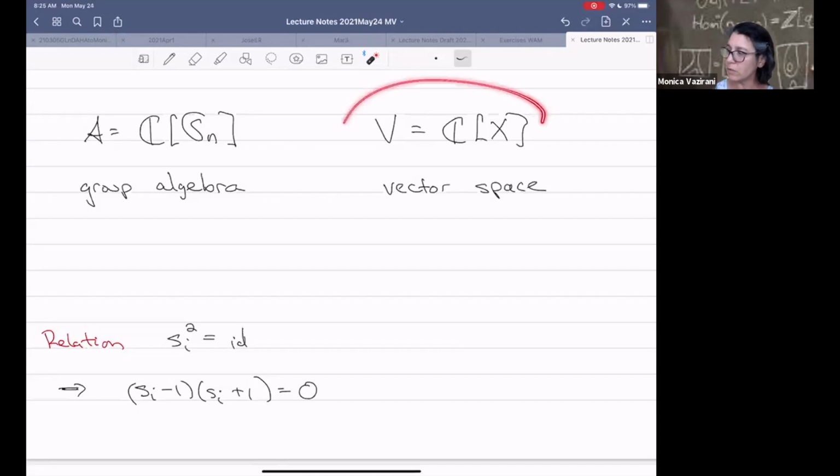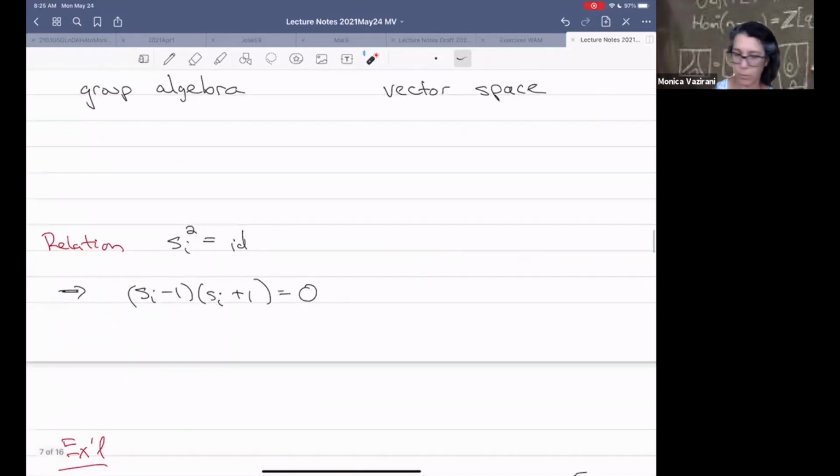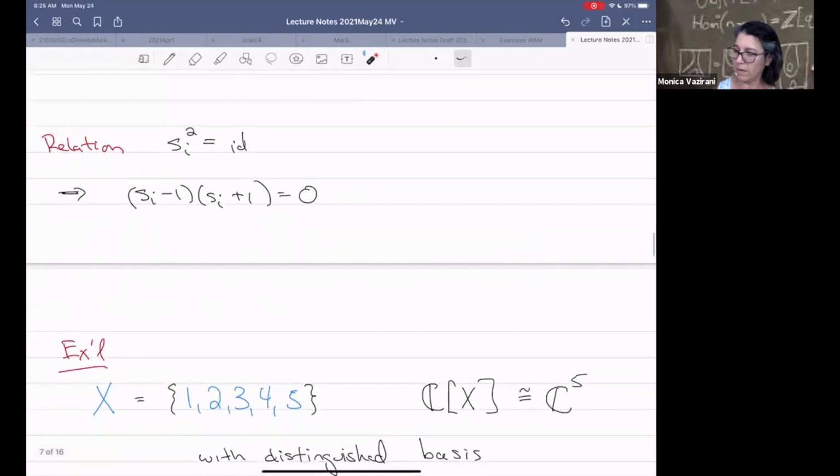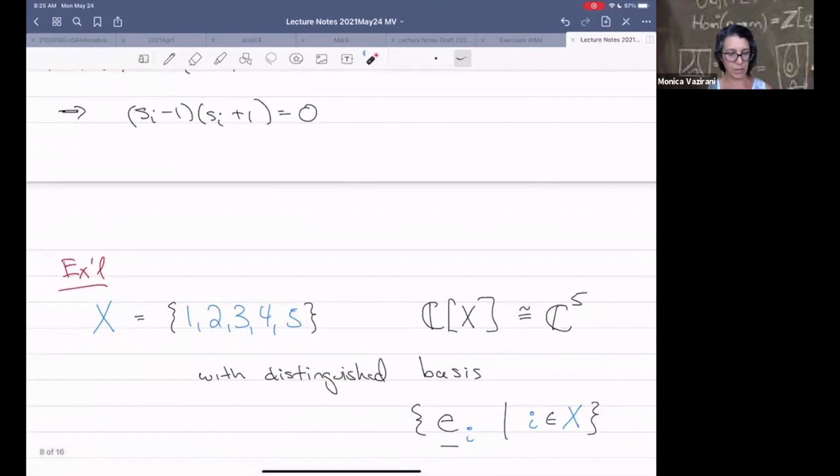All right, so let's look a little bit more at this vector space that we get. Right, so our running example was n equals 5.